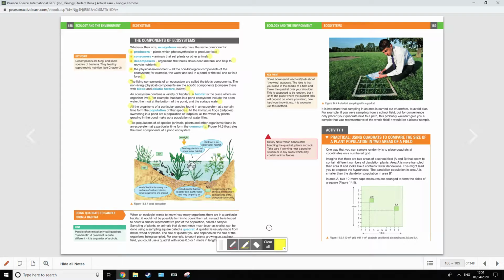A quadrat is usually made from metal, wood, or plastic. The size of a quadrat you use depends on the size of the organisms being sampled.